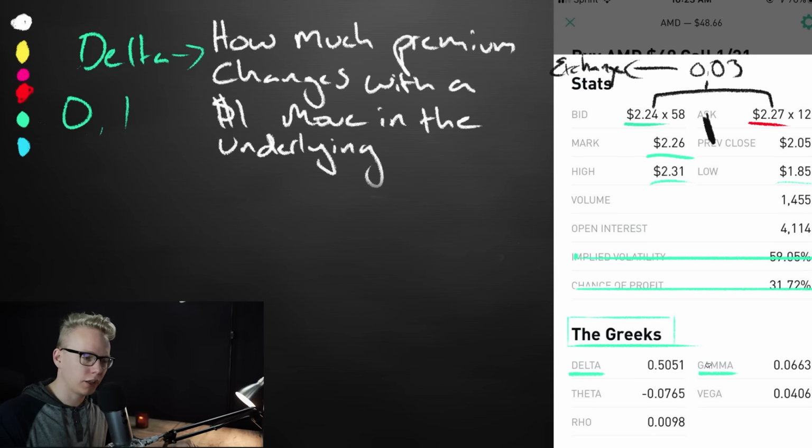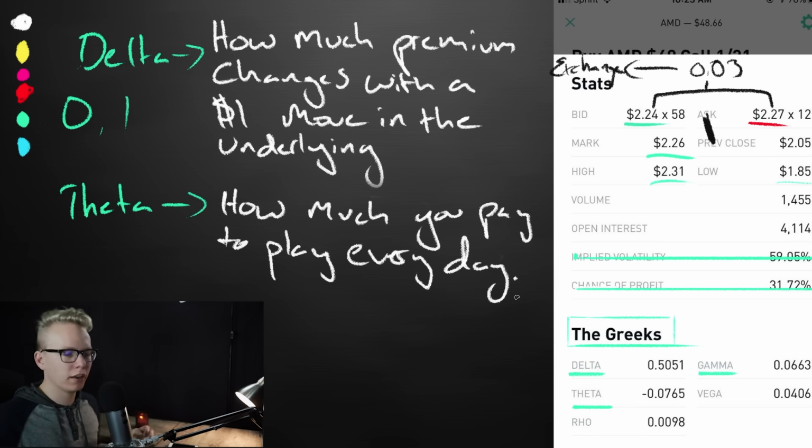So gamma, how much delta changes given a $1 move up or down in the underlying? And gamma will change as well. But we're not going to get into that too much. Theta is how much you pay to play every day. And it's negative. So that means as each day passes, you are losing 7 cents, or, rounding up, 8 cents of premium every day. And that is actually going to increase. Every day, because of that extrinsic value that evaporates off, that value that's based on time to maturity as a function of implied volatility, that premium is going to start evaporating off as time goes on.